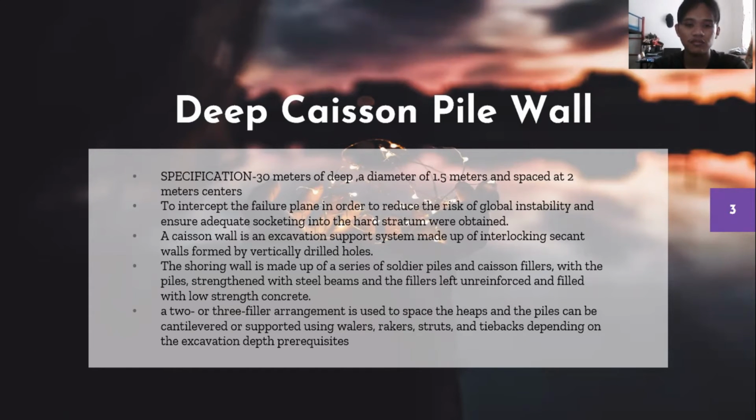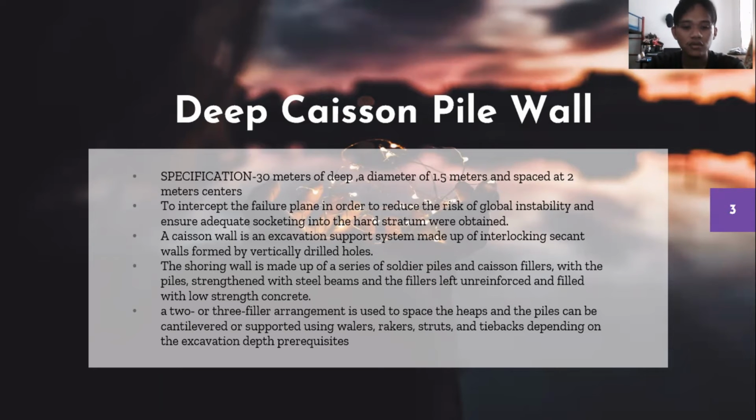So now we go into the proposed methods that we use. First is the deep secant pile wall. The specification is about 30 meters deep, with a diameter of 1.5 meters and spaced at 2 meter centers. The deep secant pile wall functions to intercept the failure plane in order to reduce the risk of global instability and ensure that adequate socketing into the hard stratum is obtained.